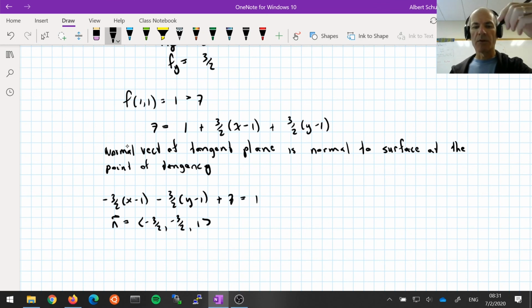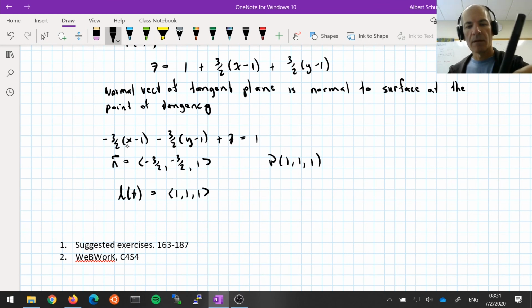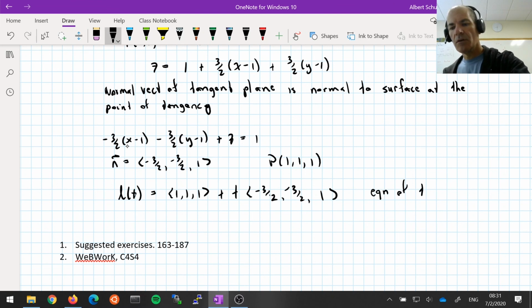Now that we have a normal vector, we need a point for the line to travel through, and we have that. The point that the line is traveling through is 1, 1, 1, and we're ready to write the equation of the line. The parametric form of the line is 1, 1, 1 plus t times negative 3 halves, negative 3 halves, and 1, just like that. This is the equation of the normal line.